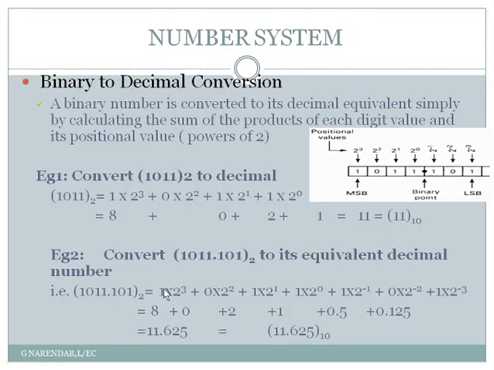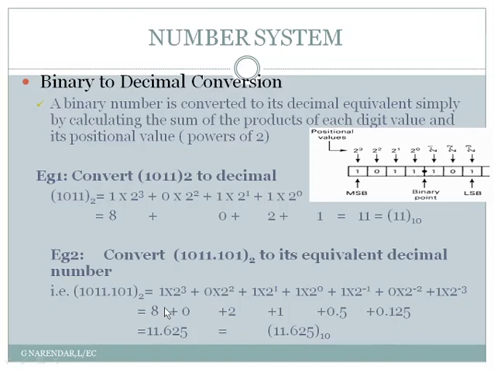So how many digits are there actually in this binary number? We have 7 digits, so we got 7 products. And you can see this 1 into 2 power 3 is 8, and this is 0, this is 2, and this is 1. And this is 1 into 2 power minus 1, so 1 by 2, it's 0.5. And this 0 into something is 0. This 1 into 2 power minus 3 is 1 by 8, so that becomes 0.125.